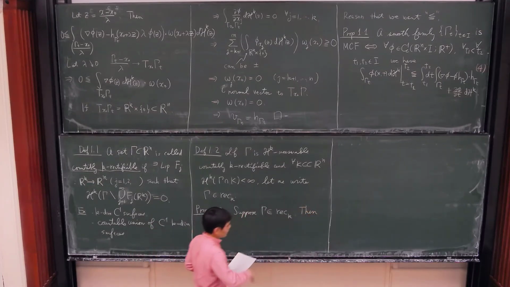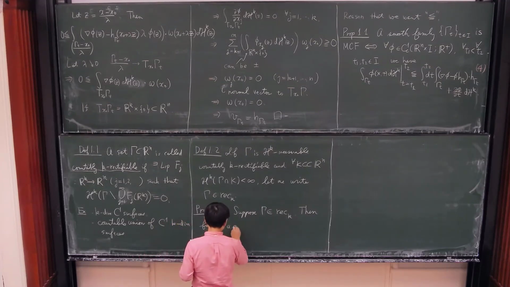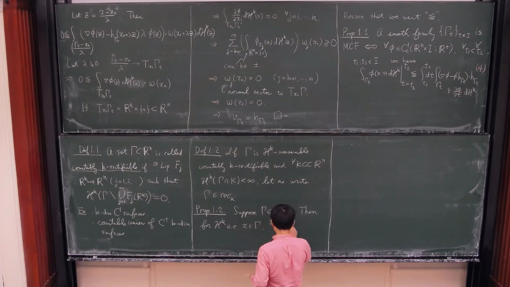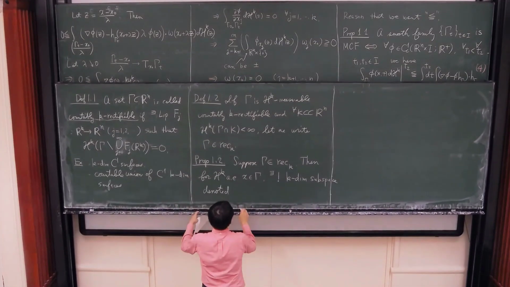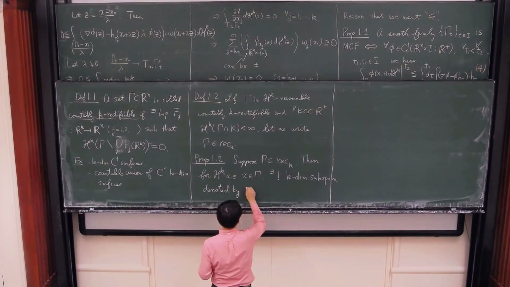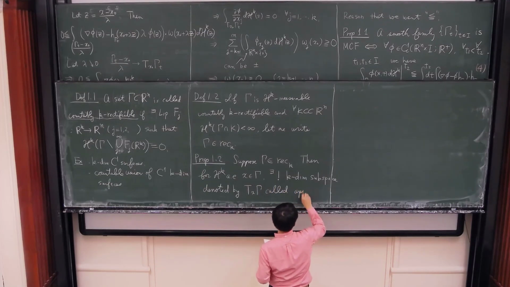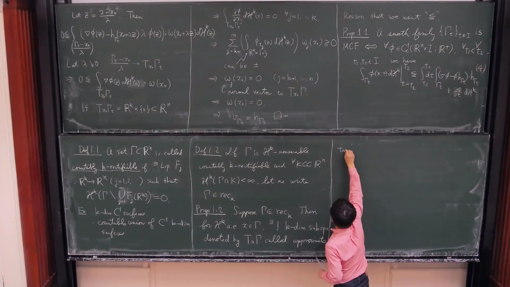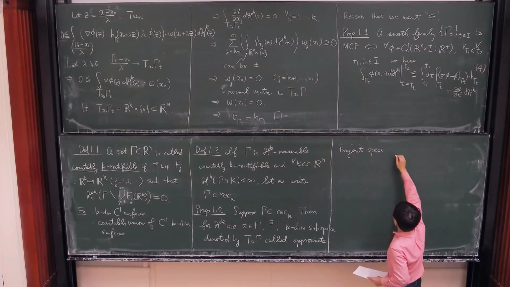This is a very well known fact about this rectifiable set: for H^k almost everywhere x, there exists a unique k-dimensional subspace, denoted by, let me write this as P_x gamma, called the approximate tangent space, the name of this subspace, with the following property.